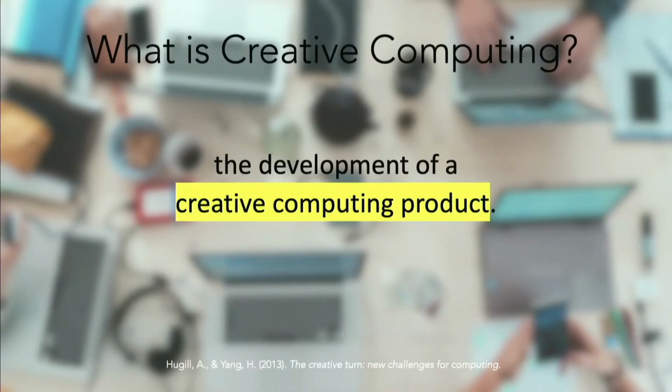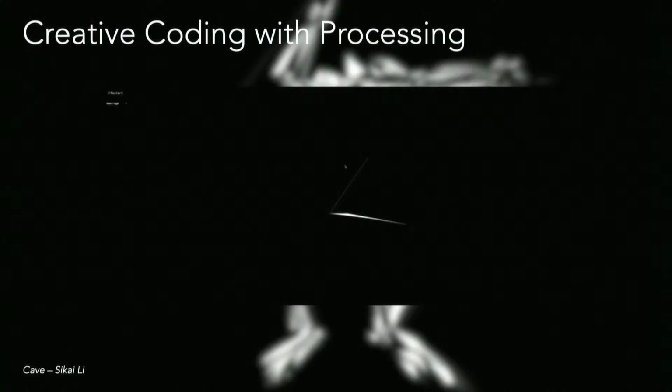So let's look at the second type of creative computing mentioned by these authors: the development of a creative computing product. Now, this narrows it down a little further. So we can think of a creative computing product as a product resulting from this process of people using computers in creative activities. One of the first things that might come to mind here are art projects produced using P5 and processing.